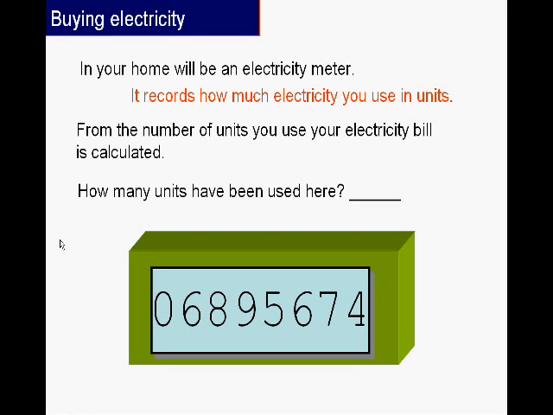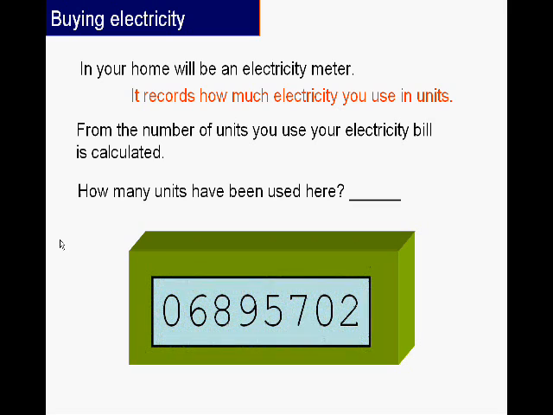The more electricity that's used, the bigger that number gets. If a man from the electricity company came to read this meter and then disappeared and came back a short while later, the number would have gone up. Now our number reads 6895702. That's an increase of 28. So he would go back to the electricity company and say, we have used 28 units.